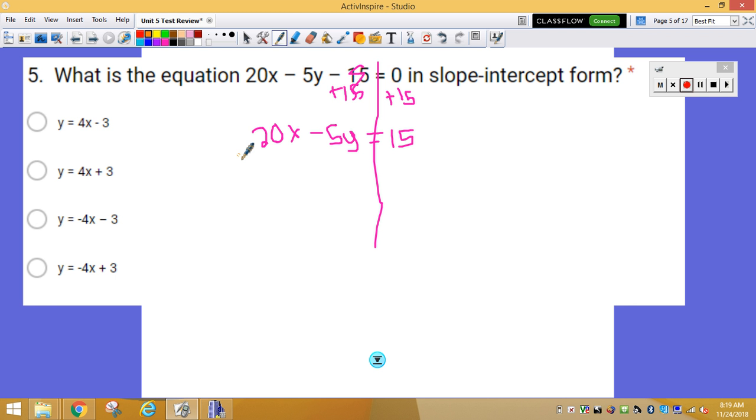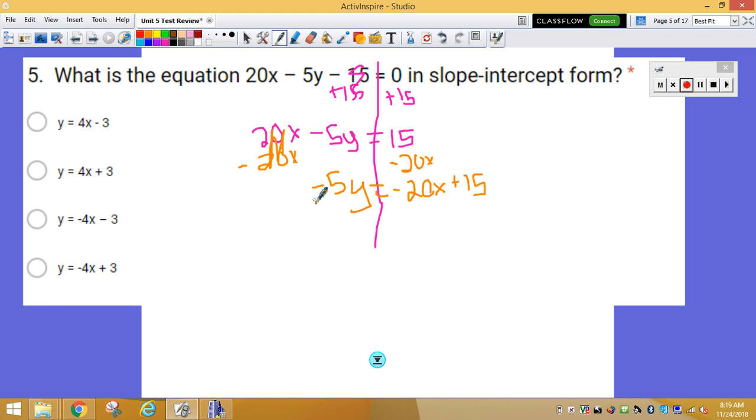Now I'm going to move my 20 by subtracting it. The opposite of a positive is a negative. Remember, when we're writing these, we always like our x to come first. So over here I'm going to put negative 20x, and it's a positive 15.